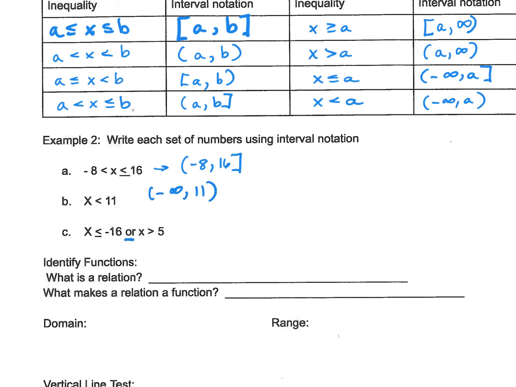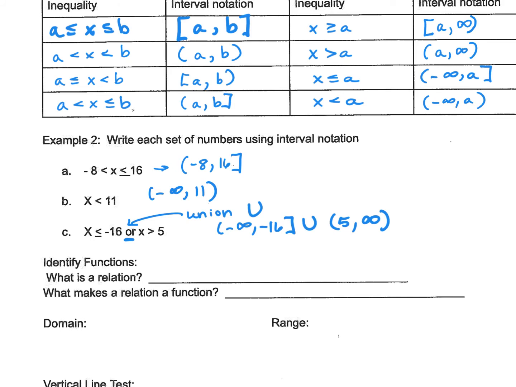Oh, how do we do OR? Anybody remember how we do OR? You don't put OR in between. OR is a union. OR is a union, and we put a union symbol in between them. U for union. So we do the first one. Less than or equal to negative 16 would be from negative infinity to negative 16, bracket, and then we put the U for union. And then we say it starts again at 5 and goes to infinity.